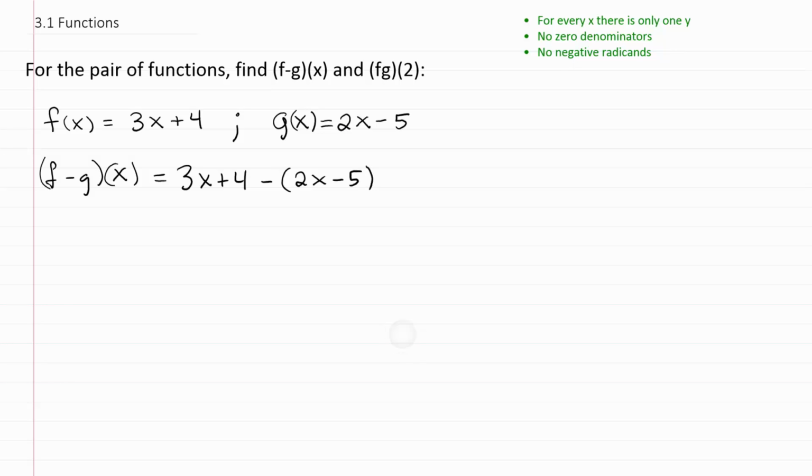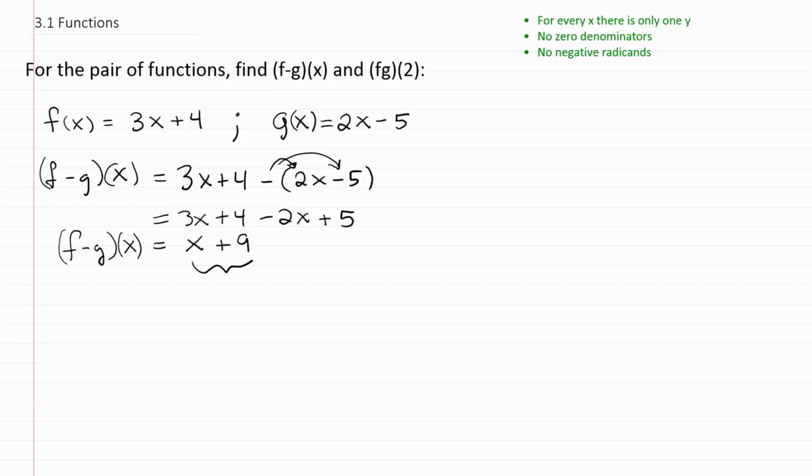Now, the minus sign gets distributed in, so we're going to end up saying this is the same as 3x plus 4 minus 2x, and then plus 5. Now from here we can combine like terms, so we'll end up saying 3x minus 2x is just x, and then 4 plus 5, of course, gives you 9. So the new function, f minus g of x, is simply x plus 9.